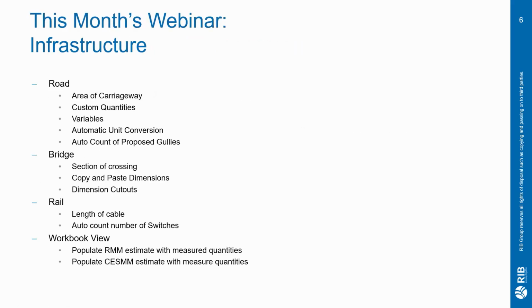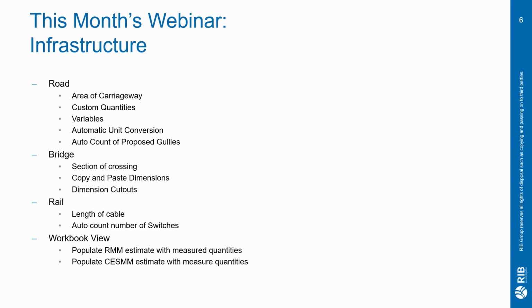This month's webinar will cover infrastructure, taking off from a road, bridge, and a railway project. From the road, we'll take off a carriageway, use of custom quantities and variables, see how our new automatic unit conversion will work, and dimension cutouts in the bridge.